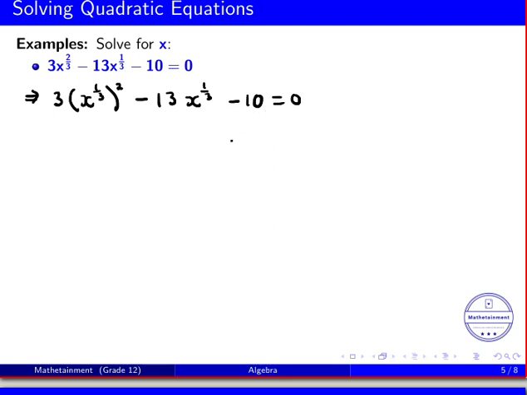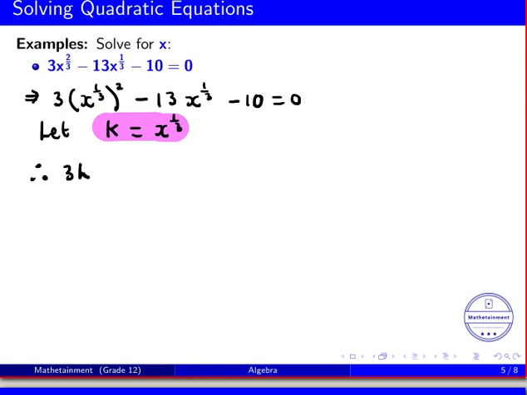Apparently, that is still a quadratic equation, but not in terms of x, but in terms of x to exponent 1 over 3. That's why it's essential to let k, or any other variable, be equal to x to exponent 1 over 3. So I'm going to highlight this. Let k be equal to x to exponent 1 over 3. Then your equation now looks like this.